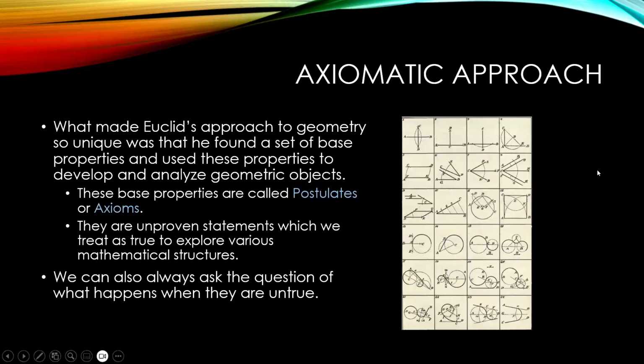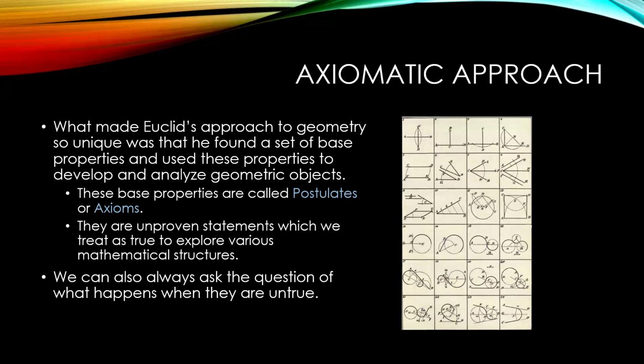And so what he did is he created an axiomatic approach. What made Euclid's approach to geometry so unique was that he found a set of base properties and used these properties to develop and analyze all geometric objects. These base properties are called postulates or axioms. And they are unproven statements which we treat as true to explore various mathematical structures.